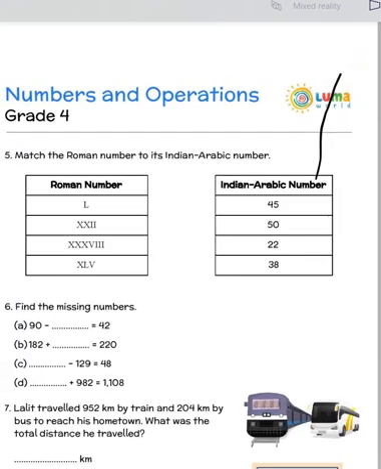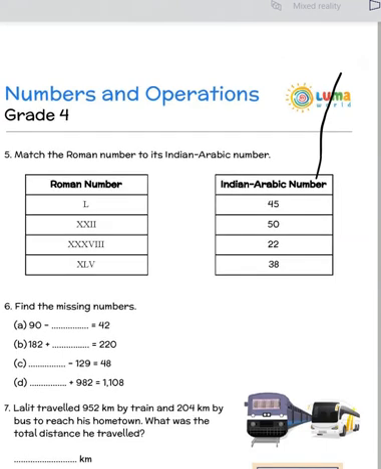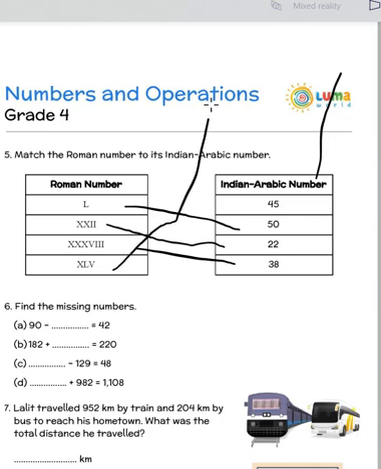We have to match the Roman numerals to their Indian Arabic numbers. So we have L, which is mapped onto 50. We have XXII, which would be nothing but 10 plus 10 plus 2, which is 22. We have triple X, which is 30, and then we have 8, so it is 38. And then we have XL, which is 50 minus 10 is 40, and then it becomes 45.